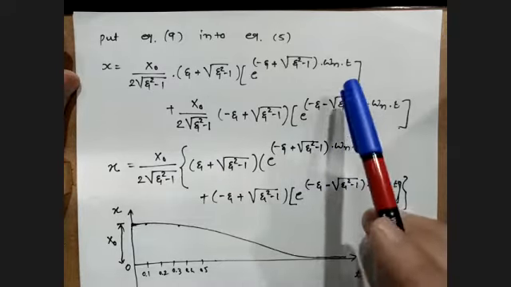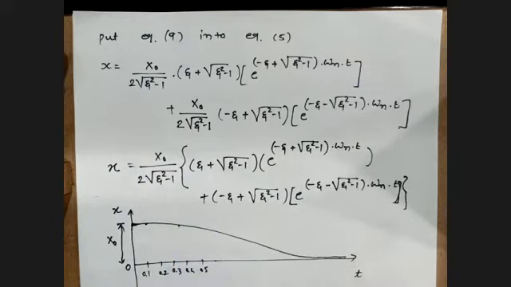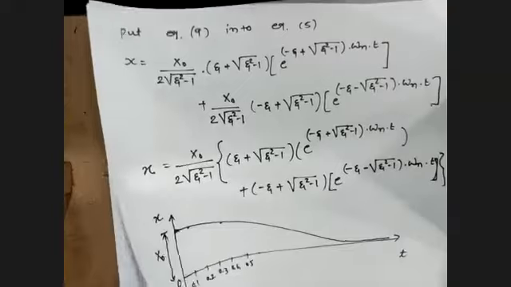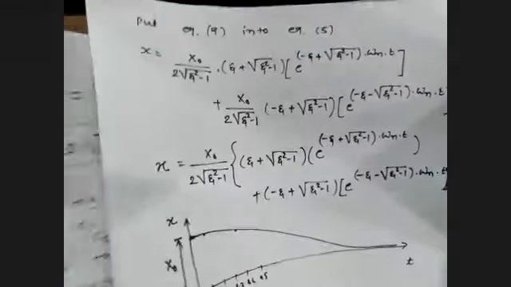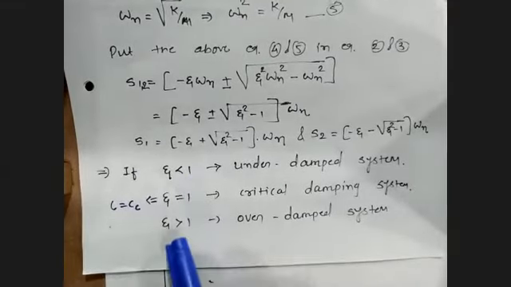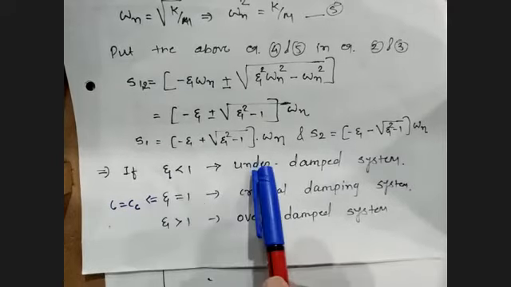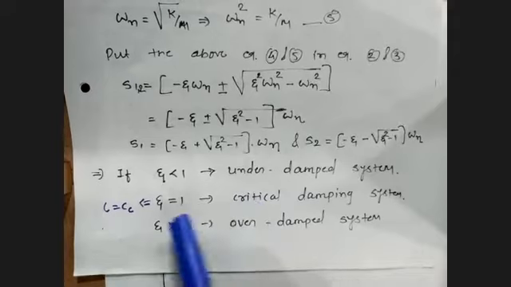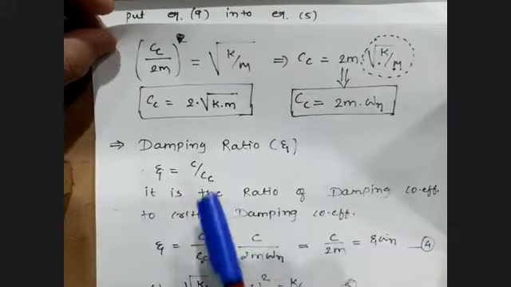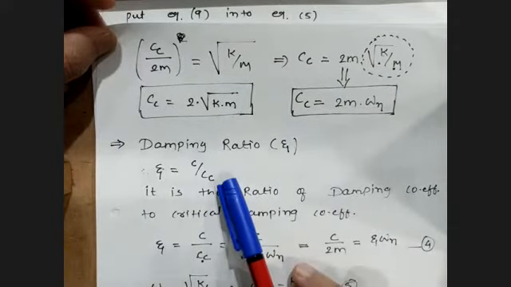Okay, so there are three cases that we discussed in the last session based on the zeta value. Zeta could be greater than 1, less than 1, or equal to 1. According to that, our damped system has been divided into three different cases. Greater than 1 is an over damped system, less than 1 is an under damped system, and equal to 1 is a critical damped system. What do you mean by zeta? Zeta is nothing but the damping ratio. It is the ratio of the damping coefficient to the critical damping coefficient, right?